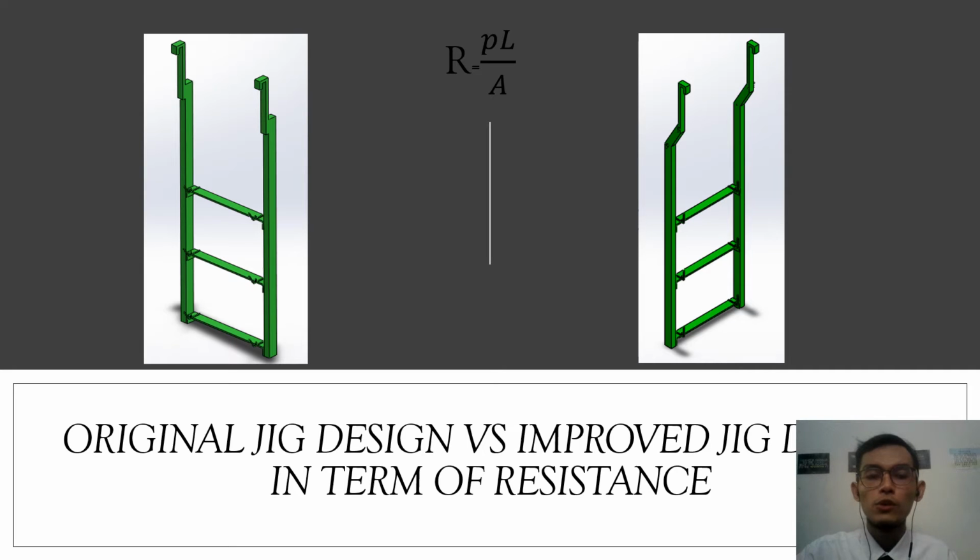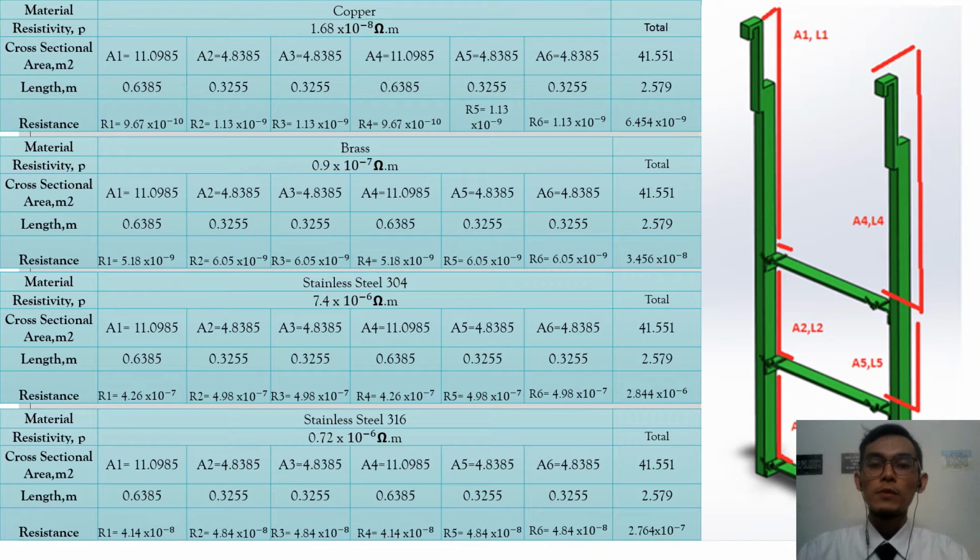And for this slide, I will show you the comparison of the original jig design versus improved jig designs in terms of resistance. The formula that I will use is resistance equals rho times length over A. A is the cross-sectional area, rho is the electrical resistivity of a material. There are 4 types of material that we compare. The first one is copper, the second one is brass, the third one is stainless steel 304, the fourth one is stainless steel 316. For the resistivity of the material, we get it from the internet.